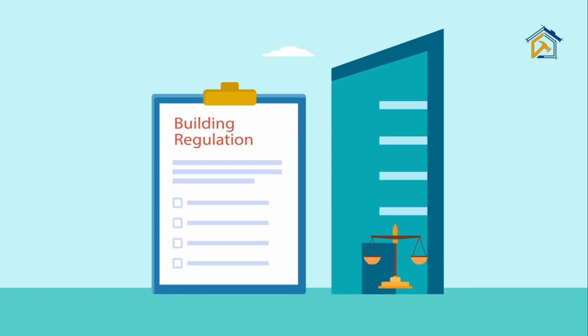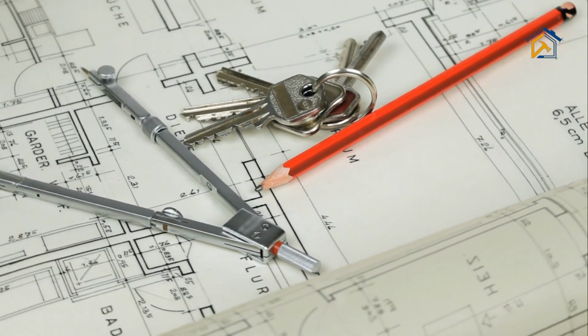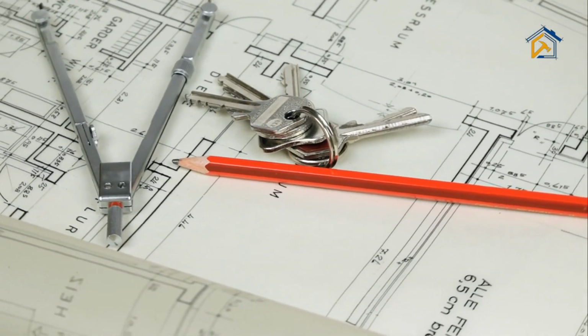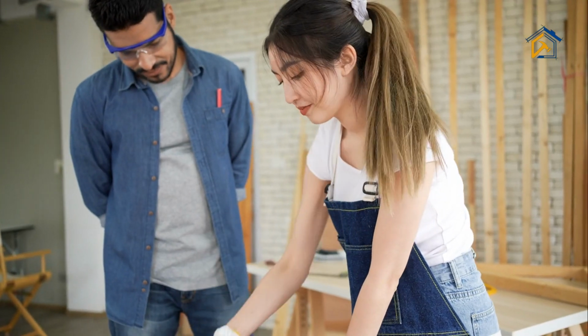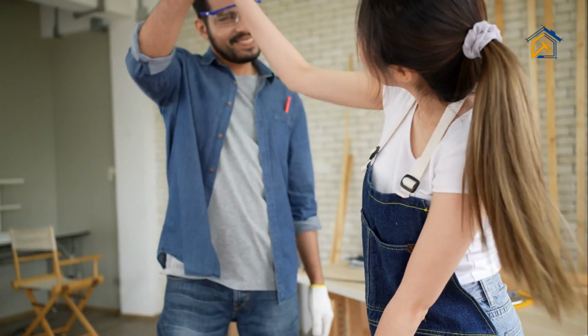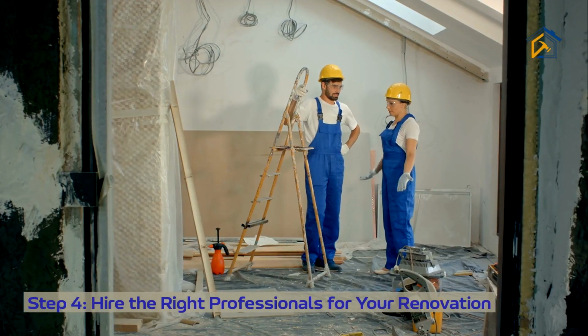Next, research and list any necessary permits and approvals required for your renovation, ensuring compliance with local regulations. Additionally, develop a contingency plan to address potential challenges that may arise during the renovation process. By preparing for the unexpected, you'll be better equipped to handle any issues, ensuring a smoother and more successful renovation experience.